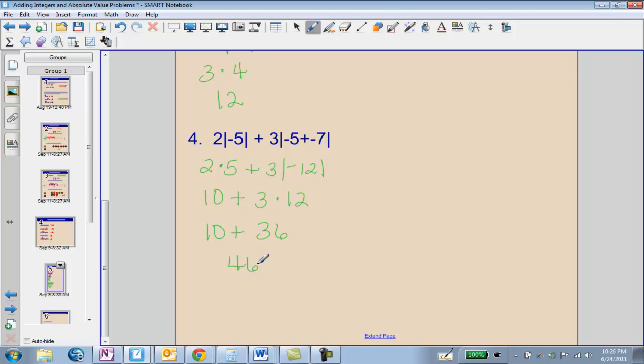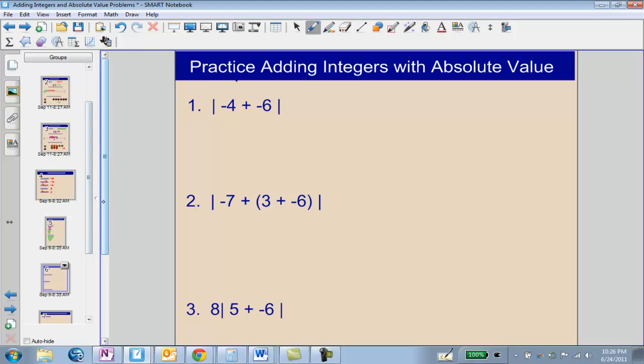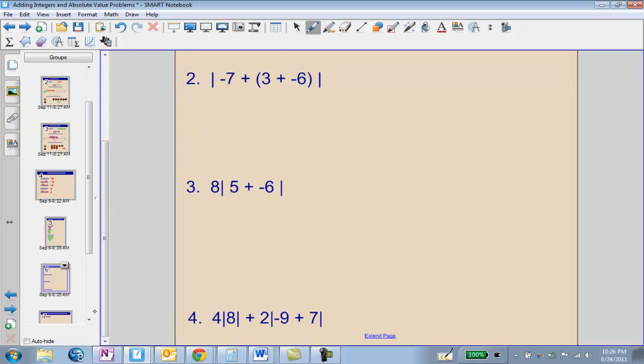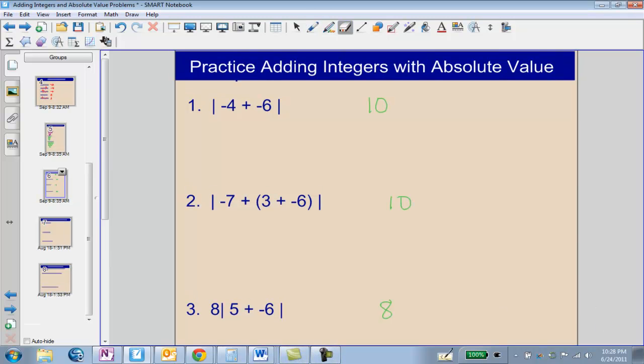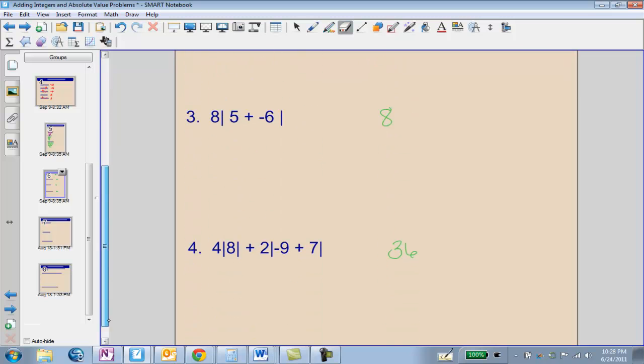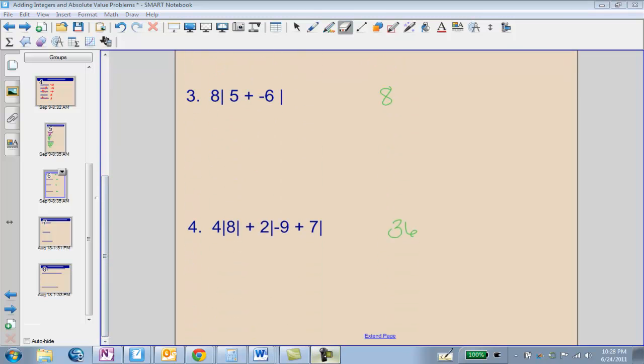for number 4. Now, I'd like you to go to the next slide, and here you have 4 very similar problems, and you can refer to the examples we just did. I'd like for you to go ahead and pause the video and try these. You should have ended up with the answers 10 for number 1, number 2 should be 10 also, 3 should be 8, and 4 should be 36.